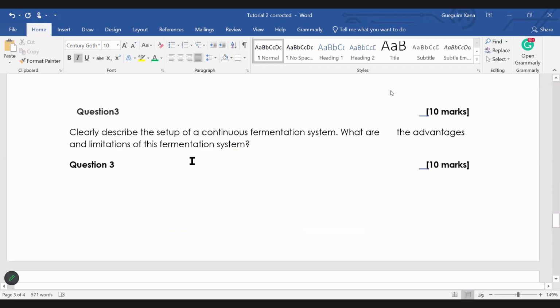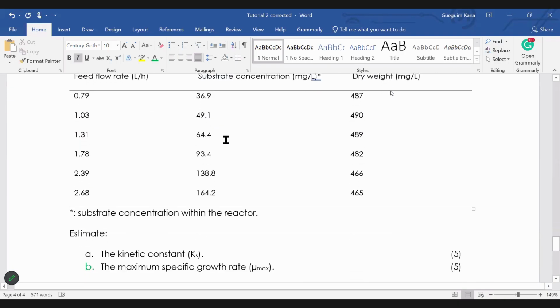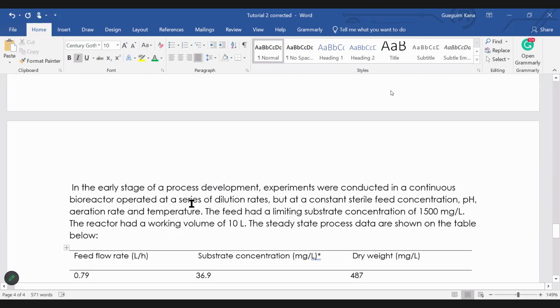Okay, I skipped question 3, which asks you to clearly describe the setup of a continuous system and its limitations, because we covered it extensively in class. That's why I skipped that question. The next one was: in the early stage of process development, an experiment was carried out in a continuous reactor operated at a series of dilution rates with a constant serial feed stream, pH, aeration, and temperature. The feed had a limiting substrate concentration of 1500 milligrams per liter, and the reactor had a working volume of 10 liters. Steady state process data are shown in the table below.